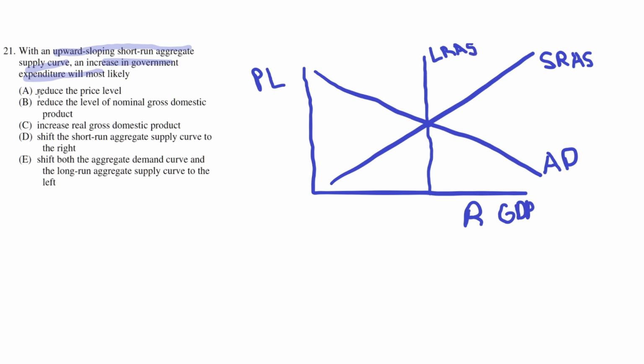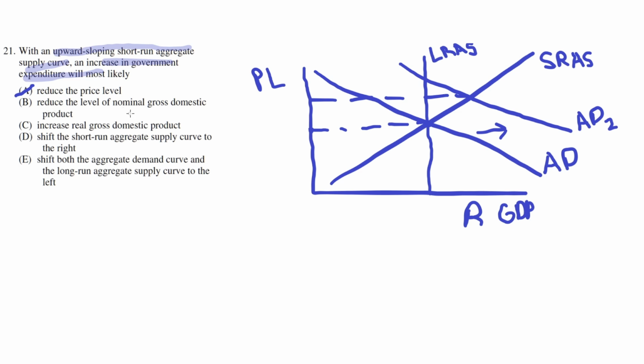So, option choice A says reduce the price level. This is incorrect because an increase in government expenditure is a factor of the aggregate demand. An increase in this expenditure would mean an increase in the aggregate demand. And an increase in aggregate demand means a shift to the right in the aggregate demand curve, and it would result in this second aggregate demand curve. If we were to analyze this, the original price level would be right here at this point, but the price level after the increase in government expenditure would be up here. So we can clearly see that the price level would increase, not decrease. Therefore, A can be eliminated.